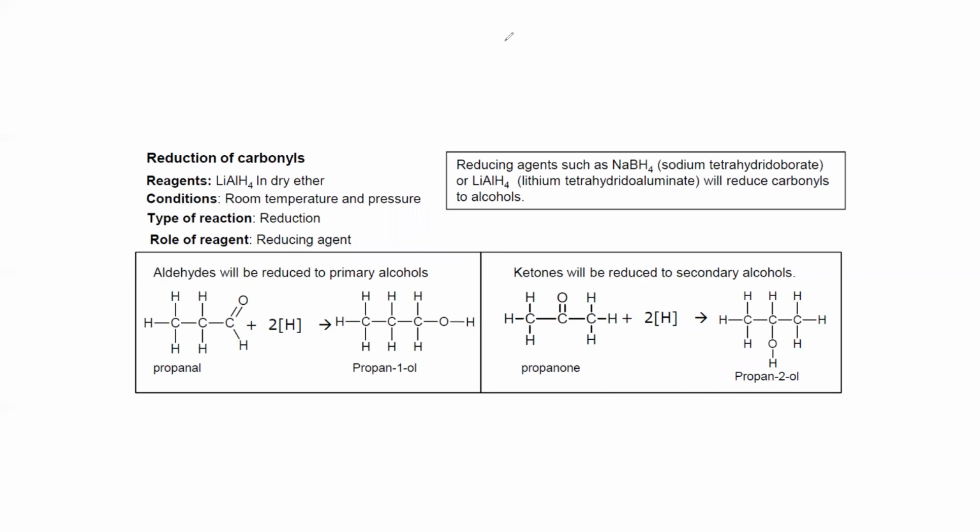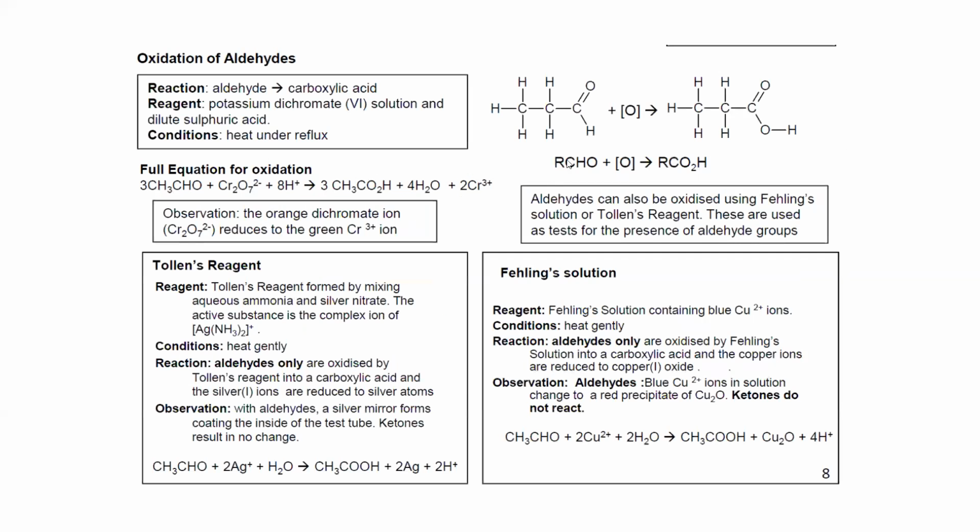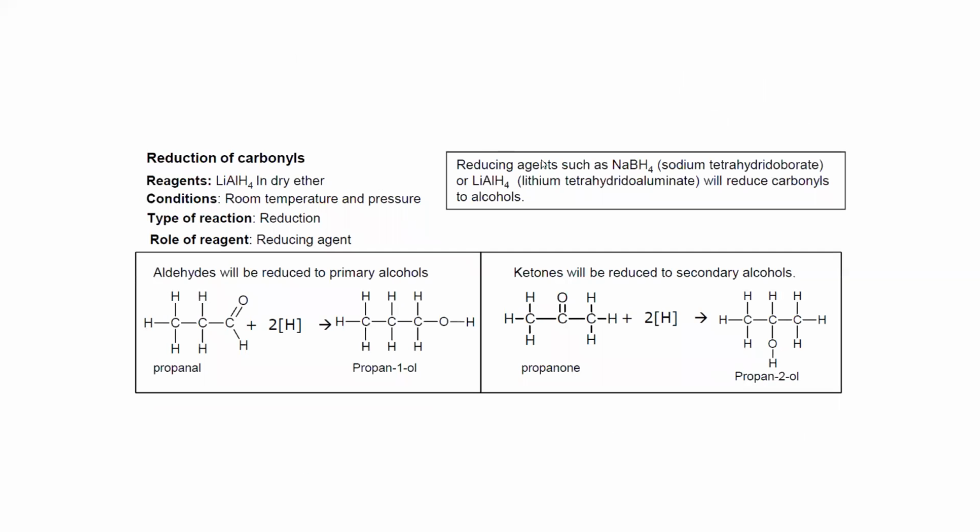And even if you have carboxylic acid, it is also reduced, but it will not be reduced step by step, like first carboxylic acid to aldehyde and then to primary alcohol. Directly it will be reduced to primary alcohol. So the reagent is LiAlH4 in dry ether. At room temperature and pressure, this reaction can proceed. The reaction type is reduction. And the role of the reagent, lithium tetrahydridoaluminate, is that it acts as a reducing agent.